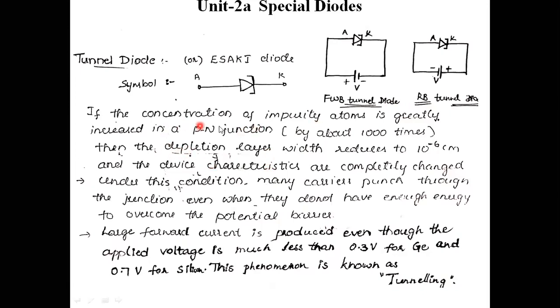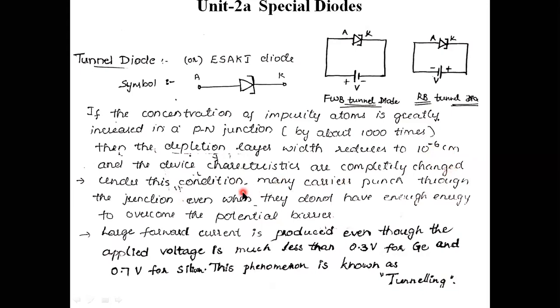Next, if the concentration of impurity atoms in a PN junction is greatly increased, by about 1000 times, then the depletion layer width reduces. If the doping levels are very high, the depletion layer shrinks. The depletion layer width is reduced to the micrometer level, around 10 to the power of minus centimeters. And the device characteristics are completely changed under this condition.